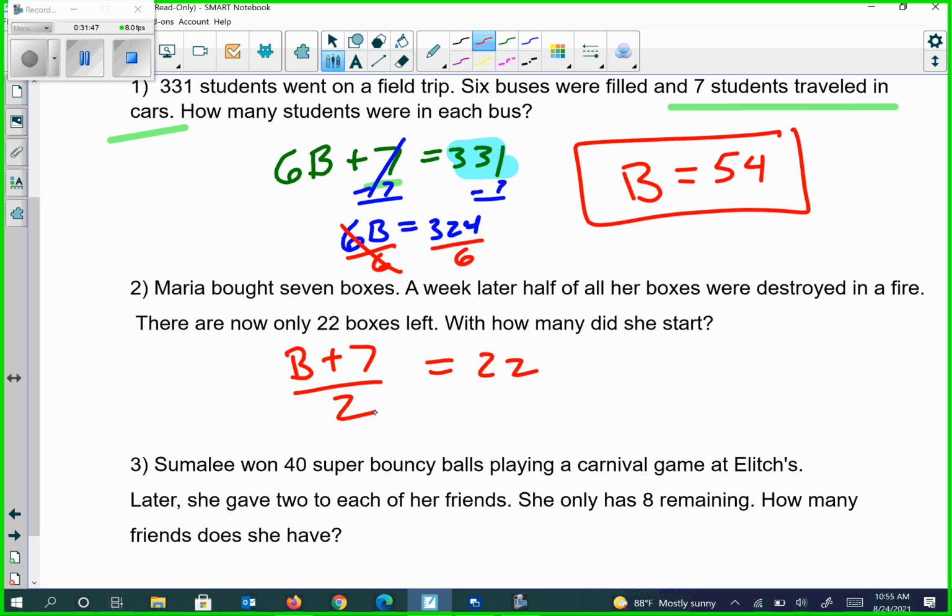I think I did 22 plus 7. If half of the boxes were destroyed, you need to add the 7 boxes. Yeah, that's what I was thinking. So you have to do 22 plus 7 to get 29, and then you double it.